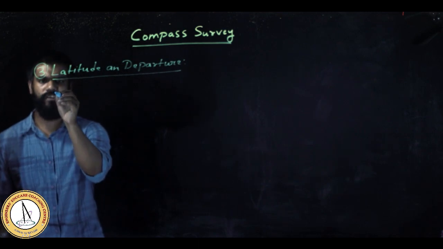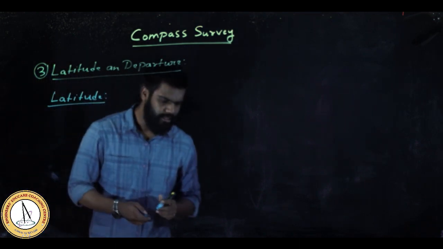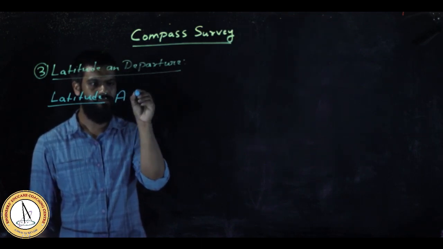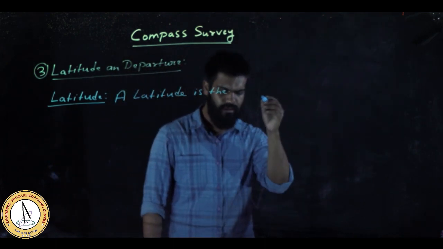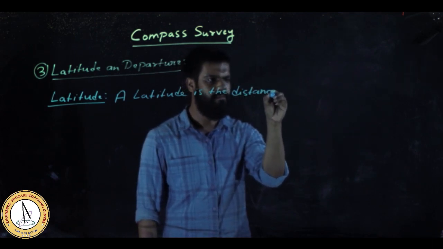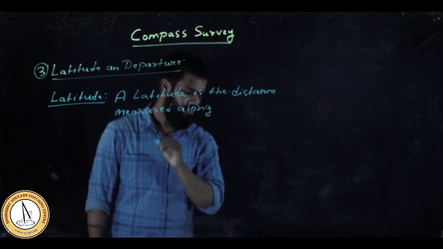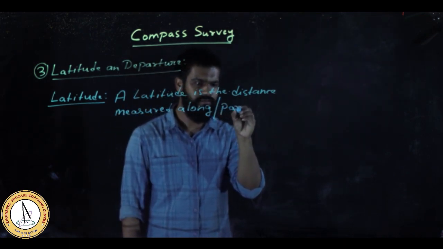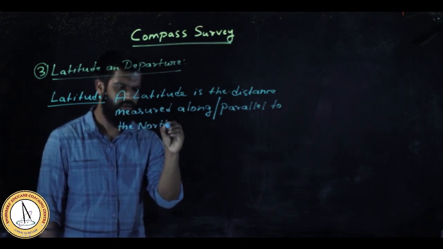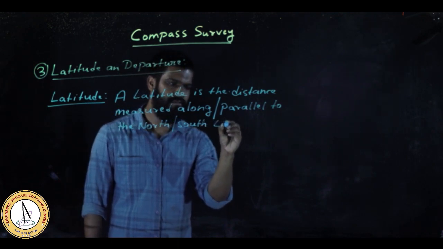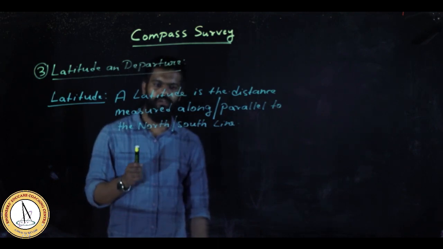So first of all, let me write what is latitude. So you see, a latitude is the distance measured along, or you can say parallel to, the north south line. So you see, the definition of latitude is, it is the distance measured along, or you can say parallel to the north south line.